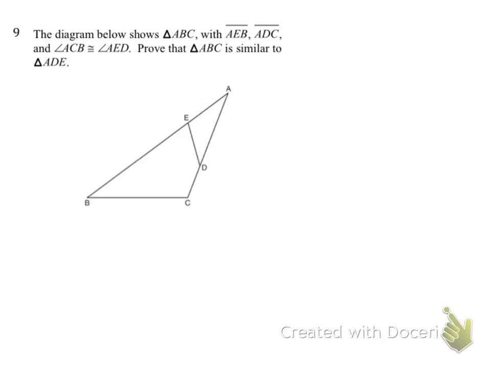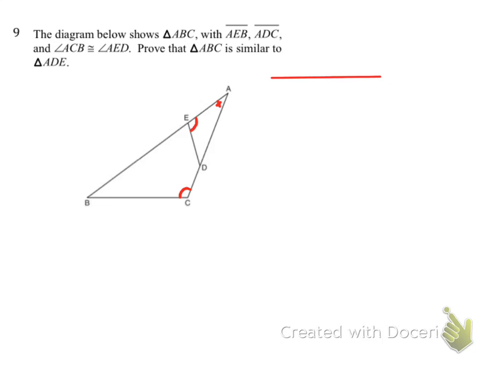Alright, let's look at number 9. So here we have 2 triangles, ACB. ACB is this angle. That's congruent to AED, which is this angle. But we want to prove that the big triangle is similar to the small triangle on top. We need 2 pairs of the angle, at least. That means, wait a minute, we see 1 pair that's given. Oh, that's right. The other pair is angle A. Therefore, these 2 triangles are similar.